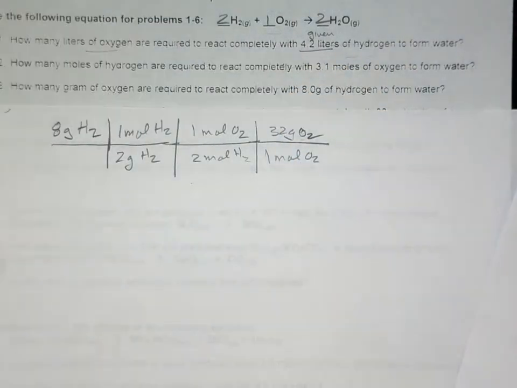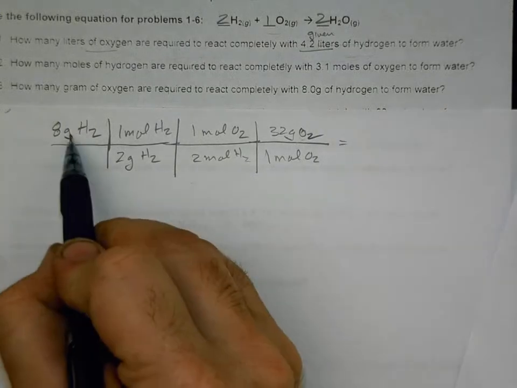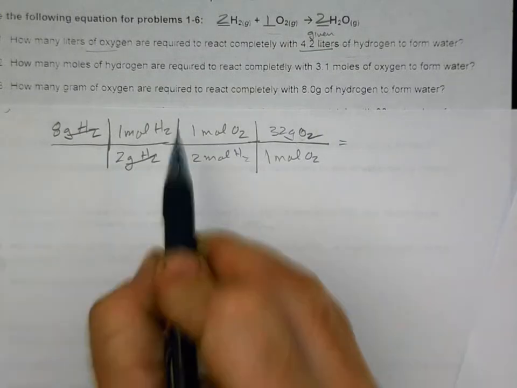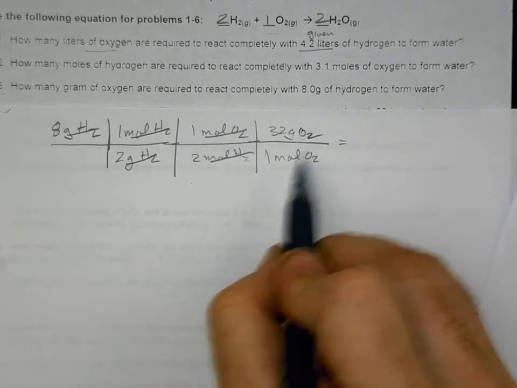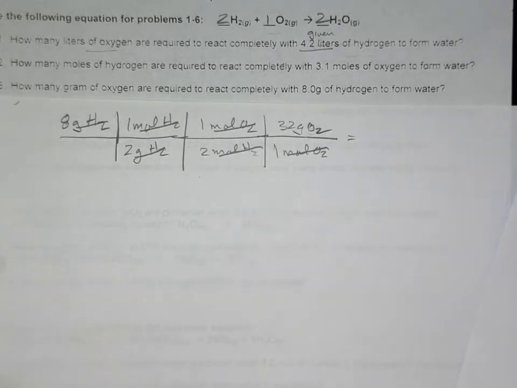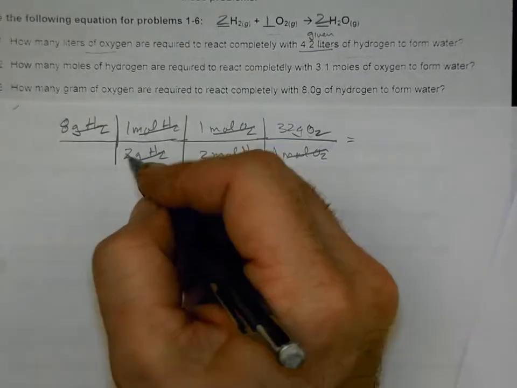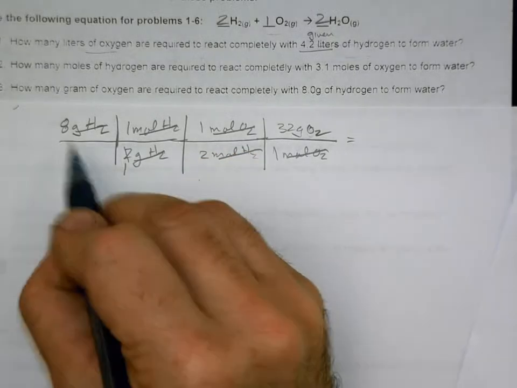So now I think we got this set up. Grams of hydrogen should cancel there. Moles of hydrogen should cancel there. Moles of oxygen should cancel there. And now, let's cross this off. How many times does 2 go into 8?